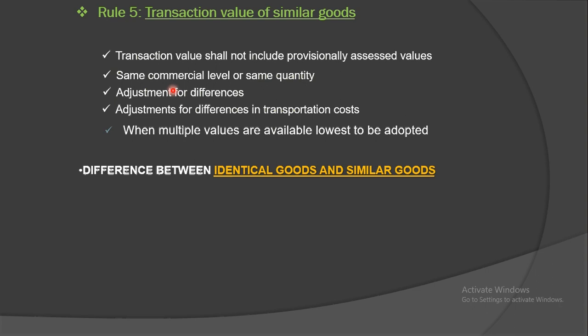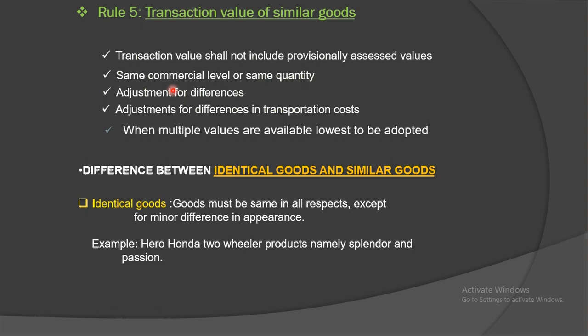In exams, many times the difference between identical goods and similar goods comes up. So what is the difference between identical and similar goods? Identical goods must be the same in all respects except for minor differences in appearance. There is only a minor difference in appearance, like one's color is blue and the identical good's color is black. Here is an example: Hero Honda two-wheeler products, namely Splendor and Passion.